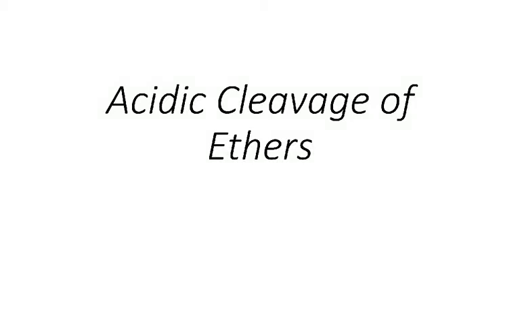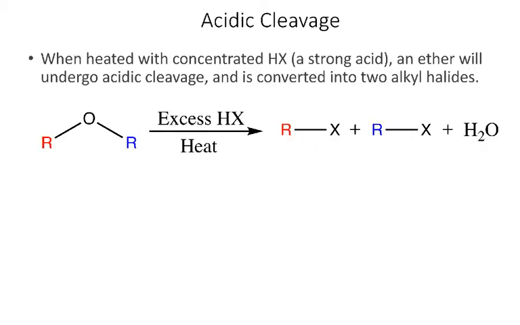As we mentioned in the video on properties of ethers, they're not very reactive. The one reaction that we're going to consider is the acidic cleavage of ethers. So in acidic cleavage, we take our ether. If we heat it with excess HX, where X is a halogen, so this is going to be a strong acid, we make water, and then we also make the two alkyl halides, where the alkyl halides are the R groups from our ether combined with the halogen from our strong acid.